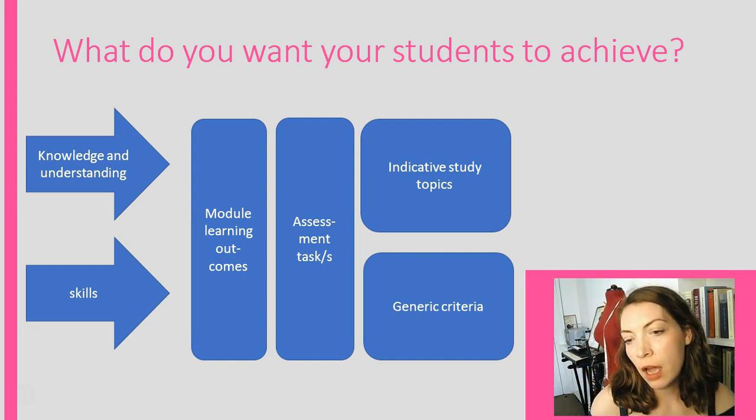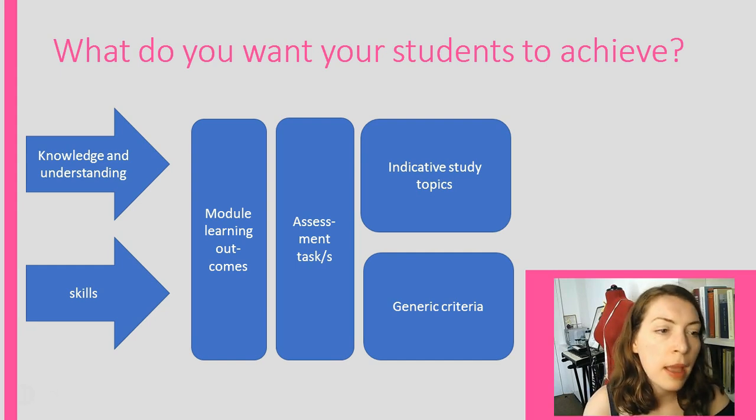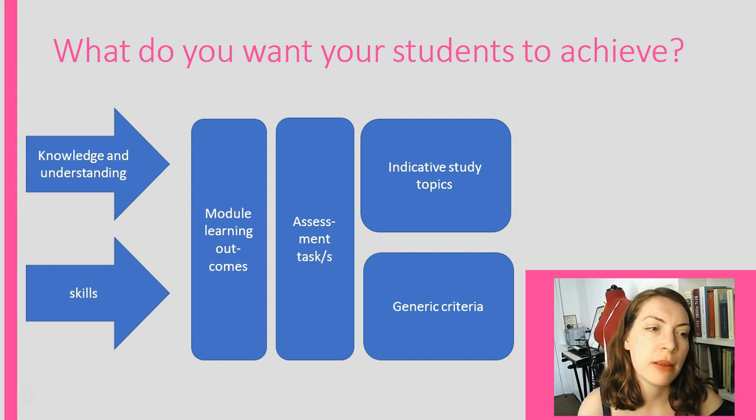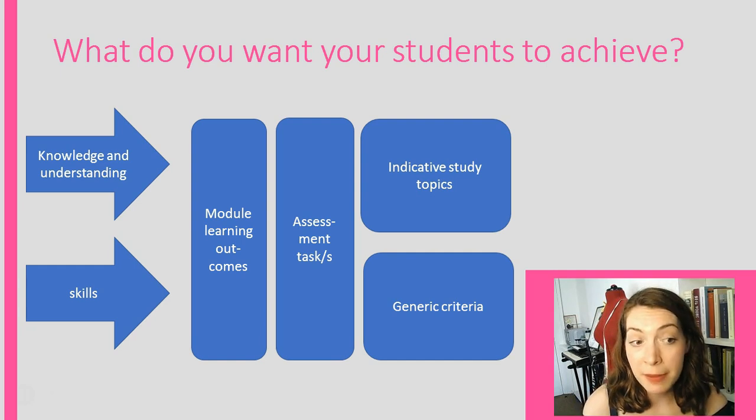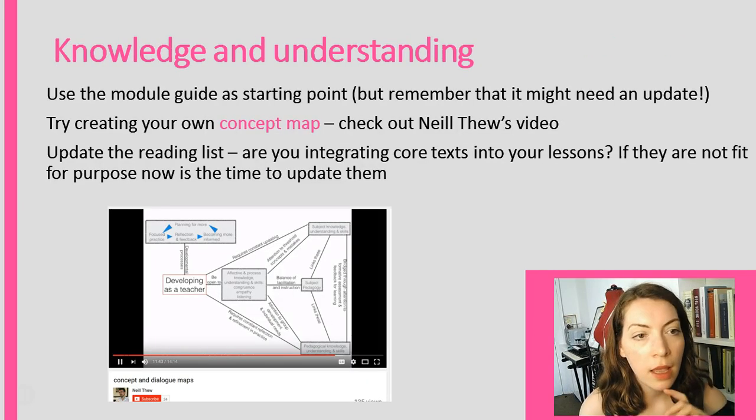Think about the level. Are you aware of the generic criteria for that level? As in year 1, year 2, year 3, level 4, 5 and 6, because this will help you distinguish between that base level of achievement and what you expect from the higher achievers in your classes. And this diagram demonstrates the fact that you really do need to be considering skills alongside knowledge and understanding when you're considering how your module aligns.